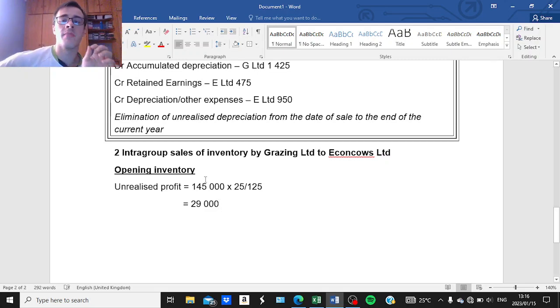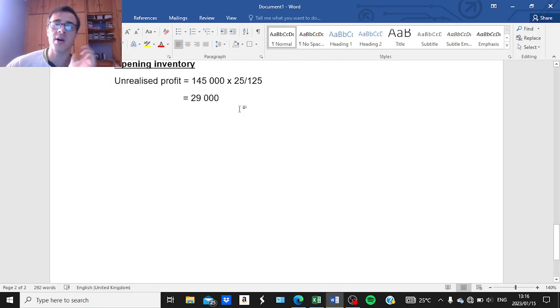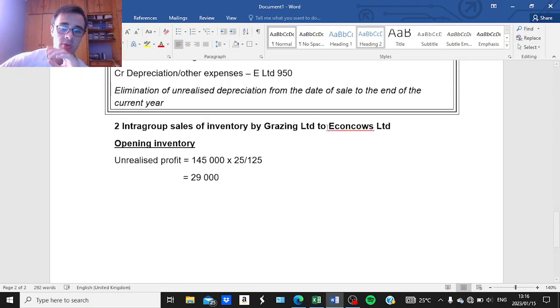So the unrealized profit amount that is included in opening inventory is 29,000 Rand. So our journal entry is that we need to increase the profit made by the company that sold the inventory. In this case, it was Grazing Ltd. So with the elimination of unrealized profit in opening inventory, we will increase the parent's profit for the current year by decreasing their cost of sales account.